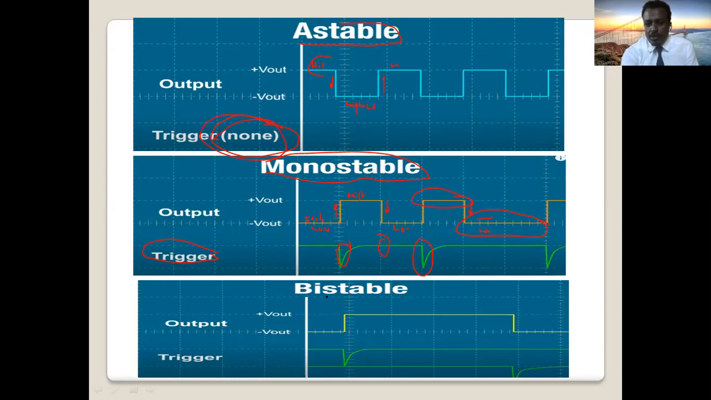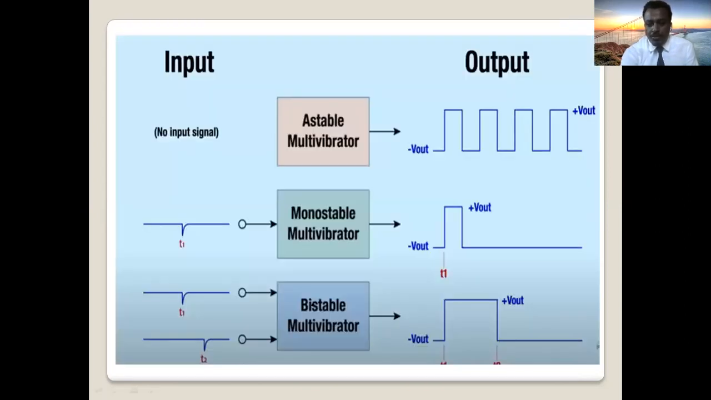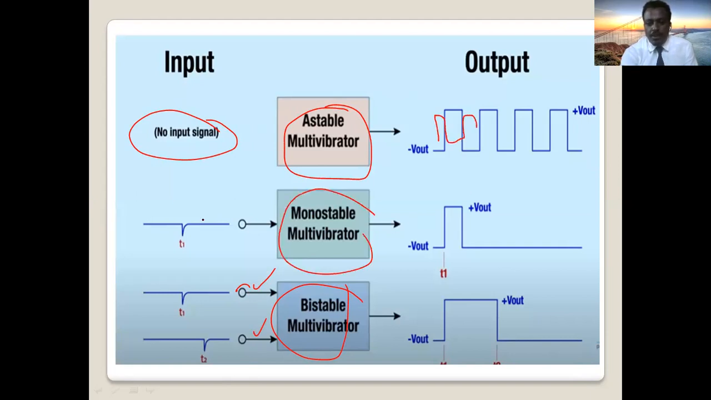This is case 1. How about the bistable case? In the bistable case, we have 2 inputs. How many inputs for a bistable multivibrator? We have 2 inputs. Input 1 here, input 2 here. How about the astable multivibrator? We don't need any input. It changes from high to low by itself. How about monostable? We have only 1 input.